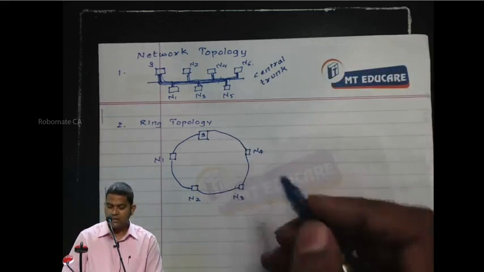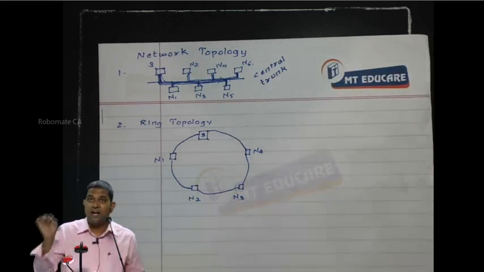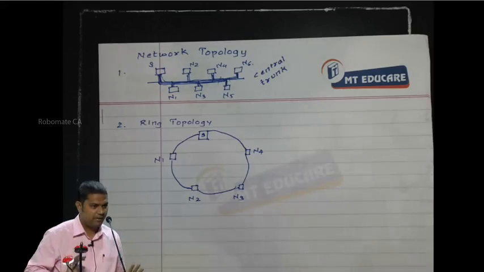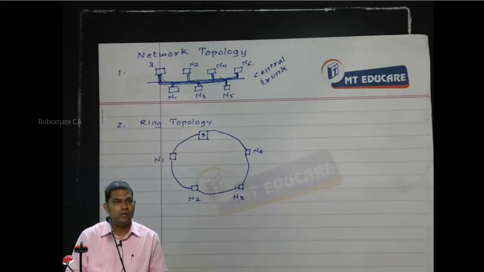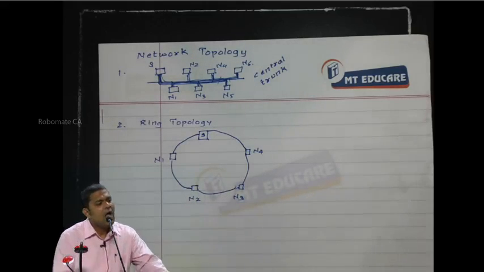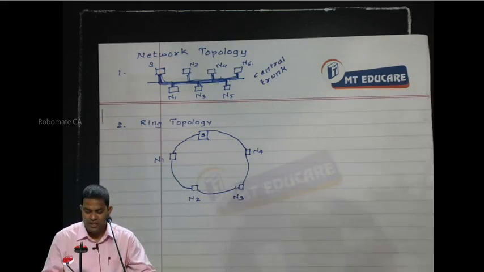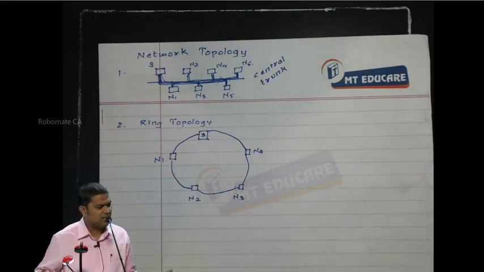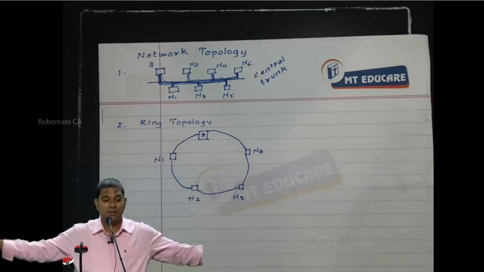So we are creating a closed loop. We are creating a circuit, right? Now, in this particular type of ring topology, the server need not know the address of everyone. Every node need not know the address of everyone. Here, every node or the server just knows the address of its adjacent nodes.